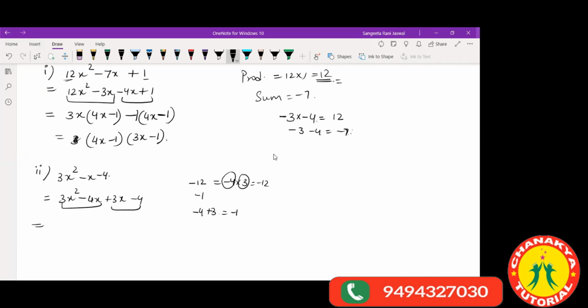So whatever common is there, I'll take out. So I can just take out x from here. So I have 3x minus 4 here. And here nothing can be taken out, so that's 1. And this is 3x minus 4, which is equal to 3x minus 4 into x plus 1 left. So these are the factors of this polynomial equation.